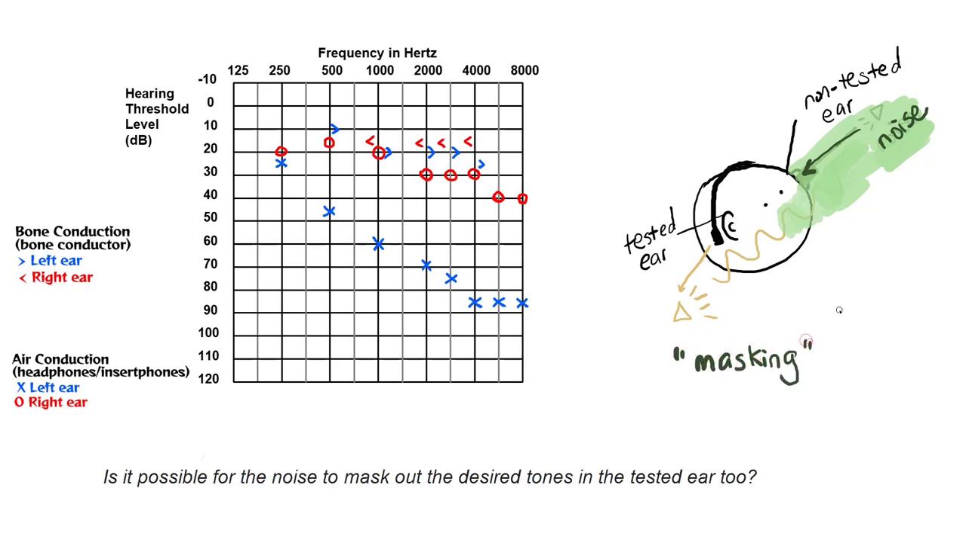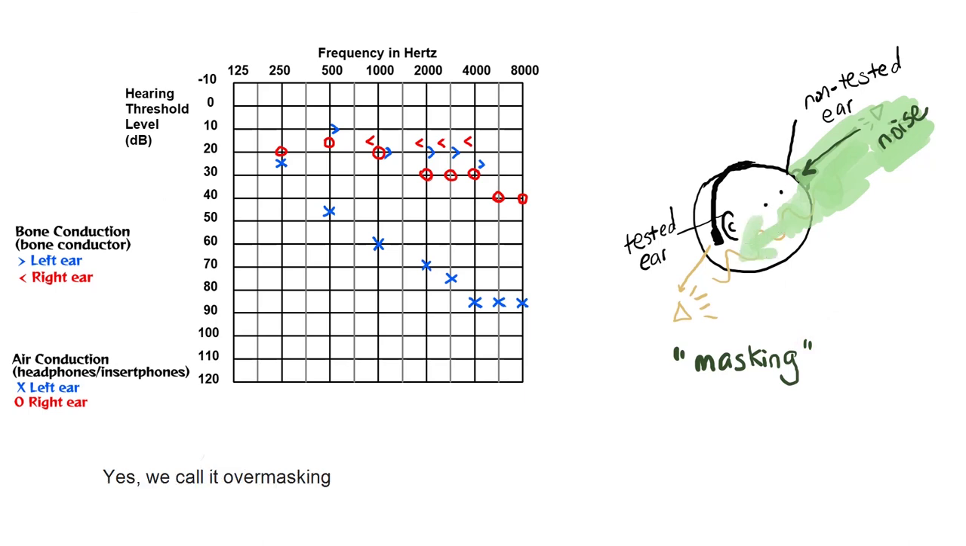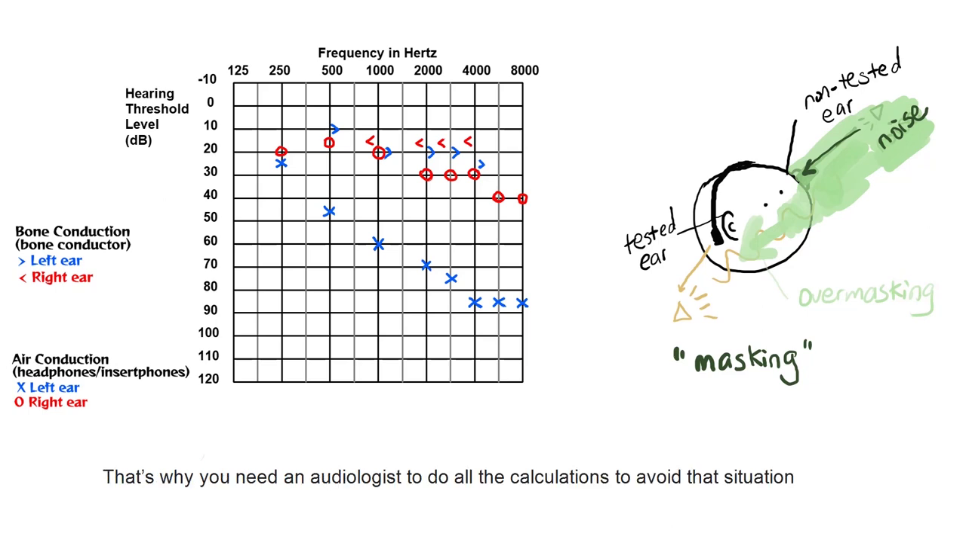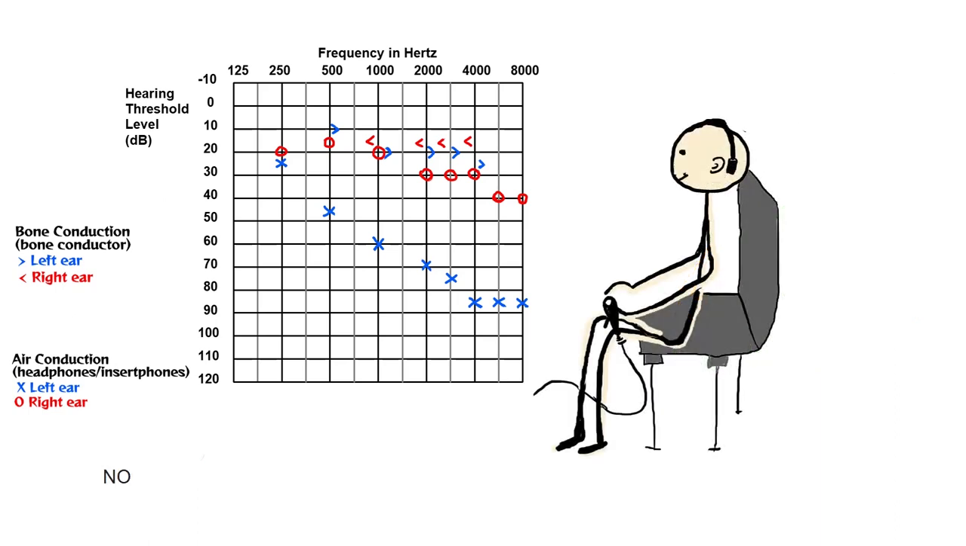Is it possible for the noise to mask out the desired tones in the tested ear too? Yes, we call it overmasking. That's why you need an audiologist to do all the calculations to avoid that situation. Can you explain how? No.